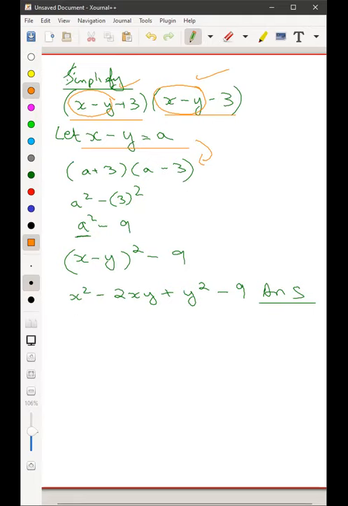Ananya, you need to write the final answer in this format. You cannot have a bracket in expansions, in simplifications. Any doubts, anyone?